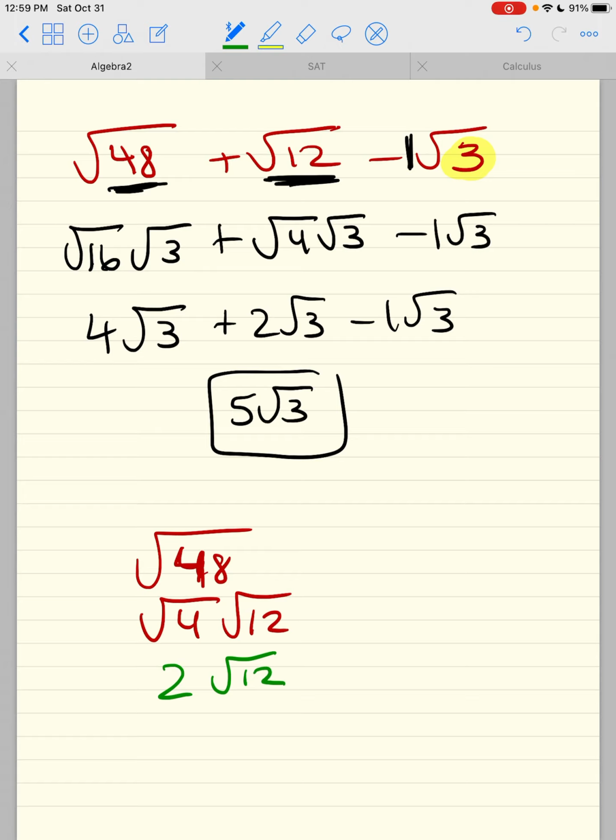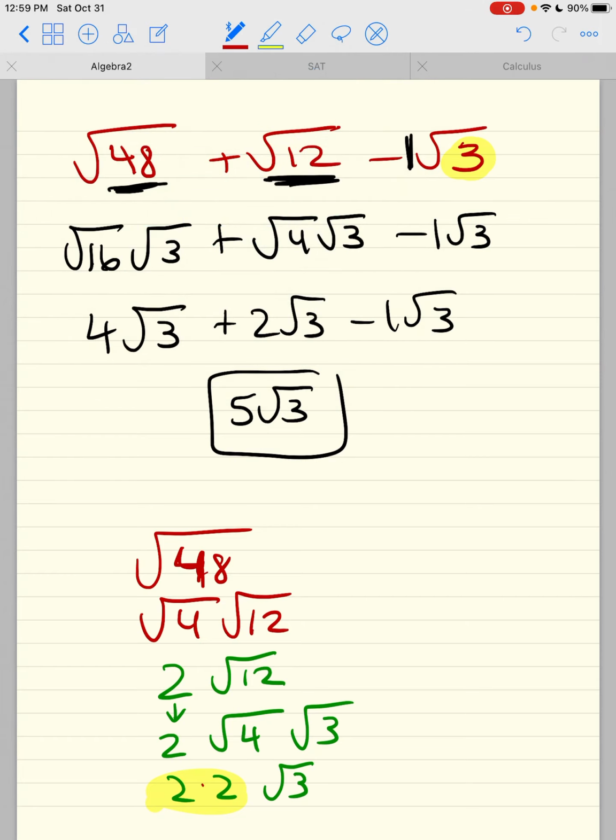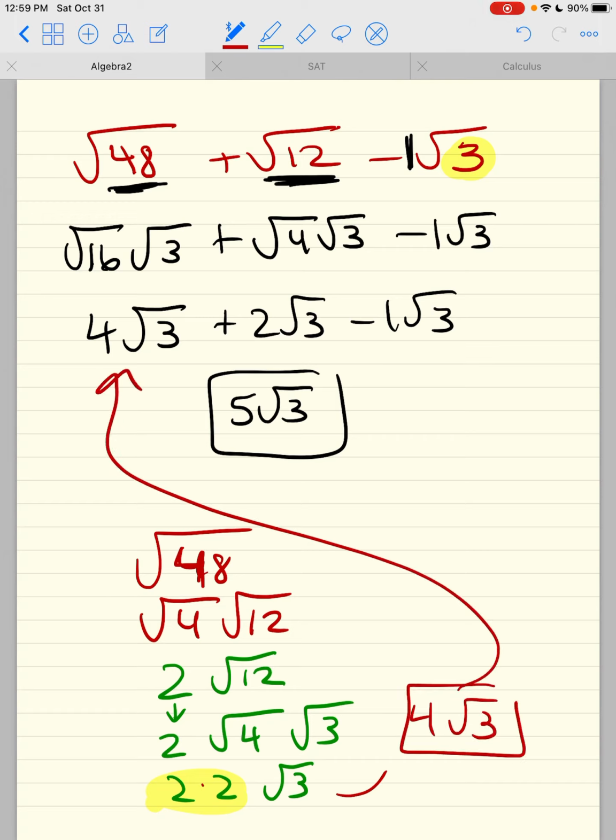So you have to break up the 12 again. So bring down this 2 with you. Square root of 12 is square root of 4 times square root of 3. 2, 2, root 3. In mathematics, if there is no sign in between two numbers, it means that you're multiplying them. So this is 2 times 2, which is 4, and keep the square root.